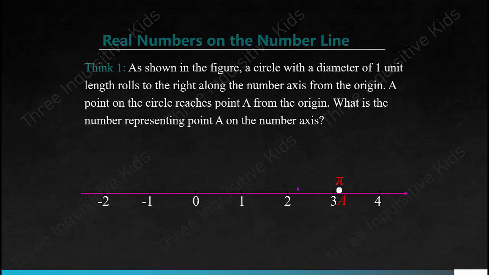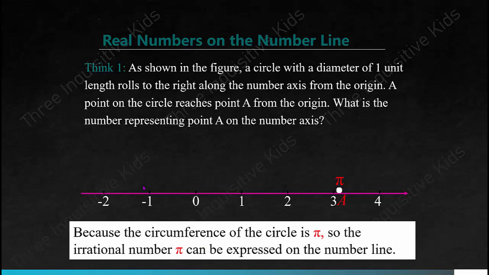Real numbers on the number line. Think 1. As shown in the figure, a circle with a diameter of 1 unit length rolls to the right along the number axis from the origin. A point on the circle reaches point A from the origin. What is the number representing point A on the number axis? Because the circumference of the circle is pi, the irrational number pi can be expressed on the number line.